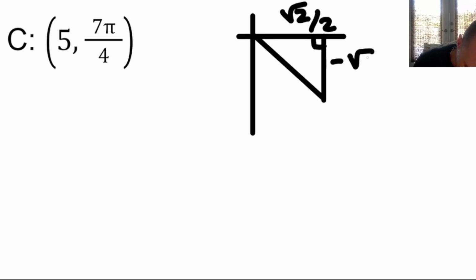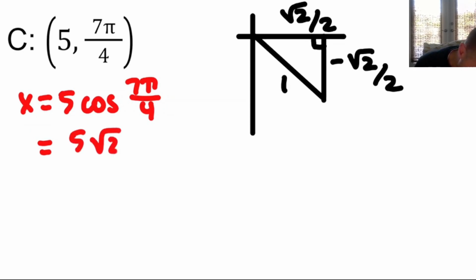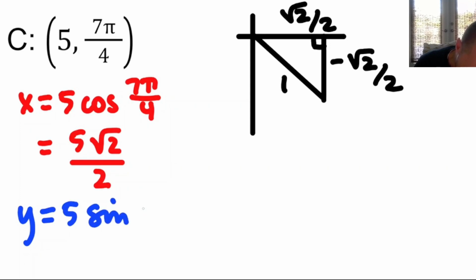Okay, this one will be negative. Hypotenuse is going to be 1. All right, so x is 5 cosine of 7 pi over 4, which is 5 times positive root 2 over 2, because cosine is the horizontal component, horizontal leg. And so 5 root 2 over 2. And then y is going to equal r sine theta. Okay, and sine of 7 pi over 4, that's negative root 2 over 2. So 5 times negative root 2 over 2, that's going to be negative 5 root 2 over 2.